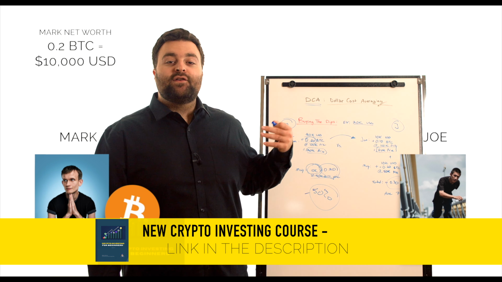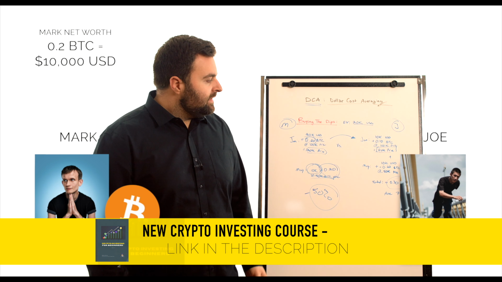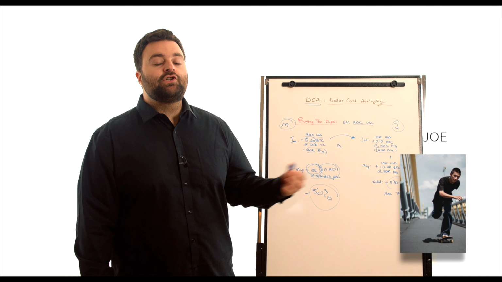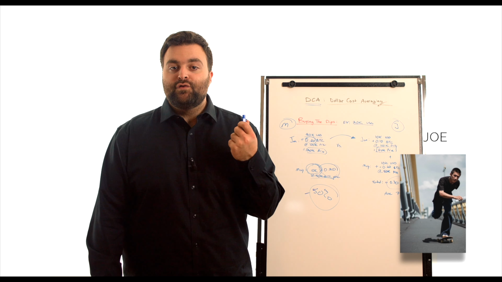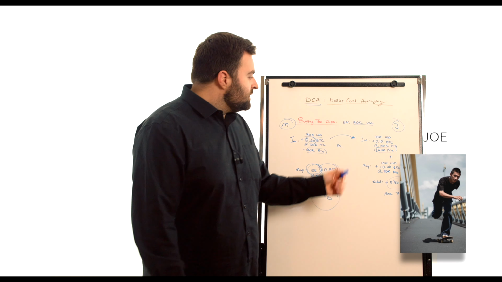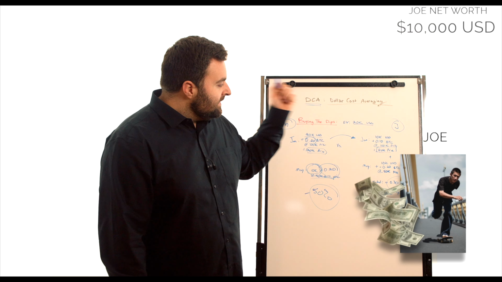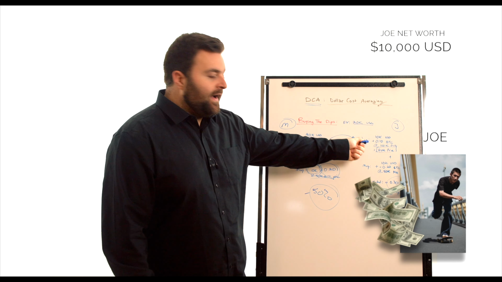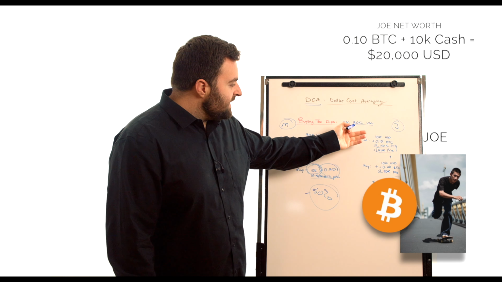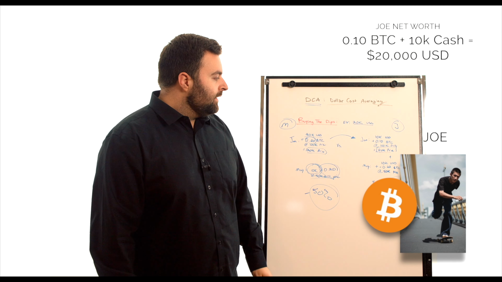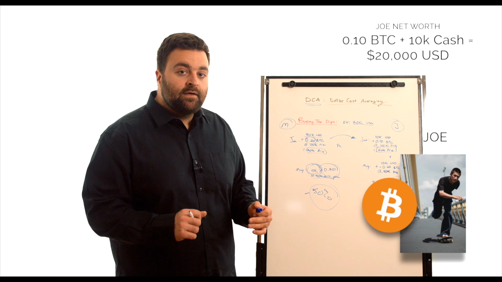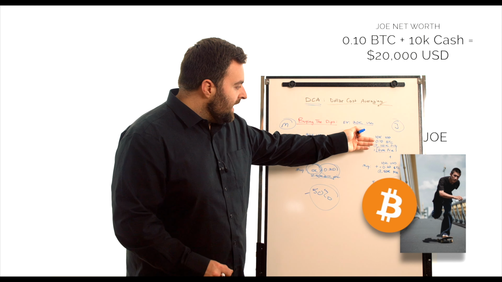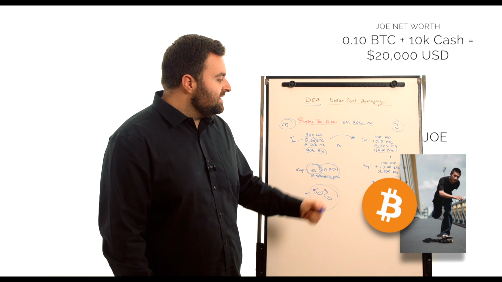So instead of spending the $20,000 right away, let's talk about how you can DCA, dollar cost average. So now let's see Joe's perspective. Joe is going to use dollar cost averaging. So Joe is going to buy 10K worth of Bitcoin. So this is going to be at $100,000 Bitcoin. Joe is going to have 0.10 Bitcoin. So he's going to spend half of his money and he's going to get half the amount of Bitcoin. So again, he's got 0.10 BTC.